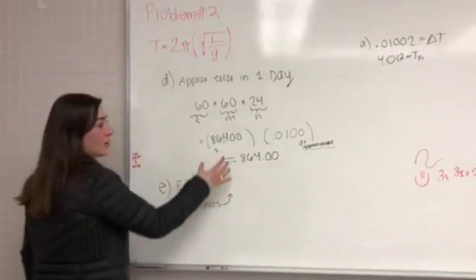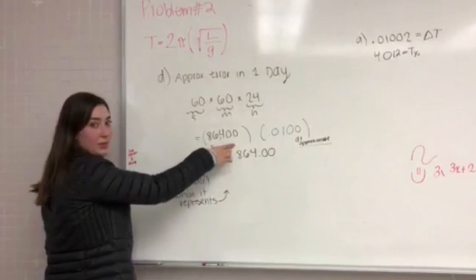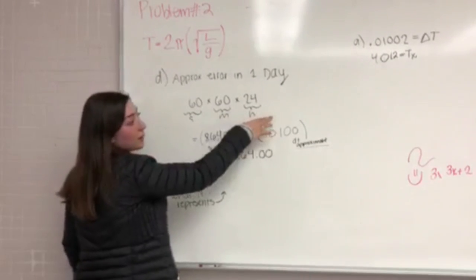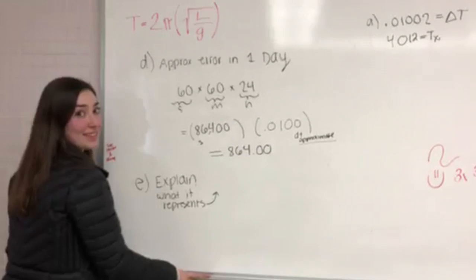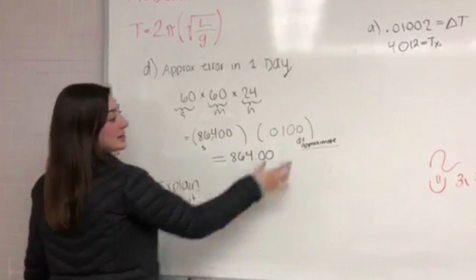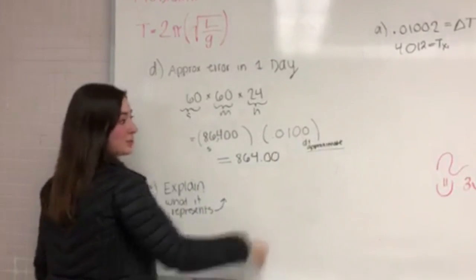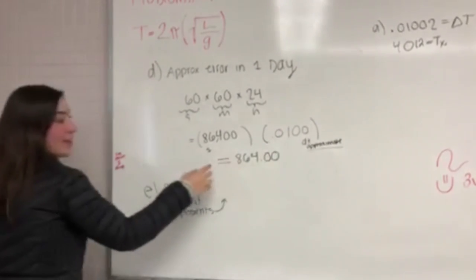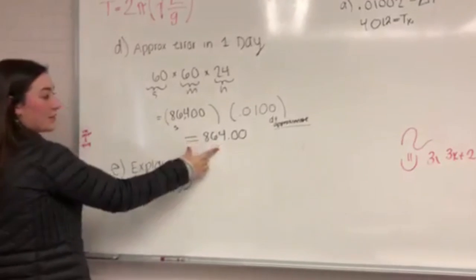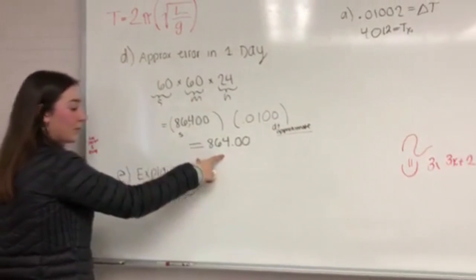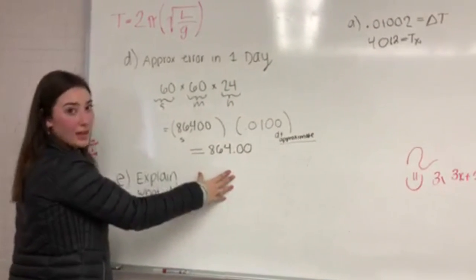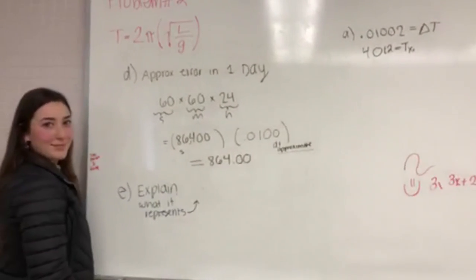For letter D, we approximate the error in 1 day. So we have to get the total seconds in 1 day. We multiply 60 times 60 minutes times 24 hours, and we get 86,400 times 0.0100, which we approximated in letter C. So in total we got 864.00, and this represents the seconds of error in 1 day of a pendulum.